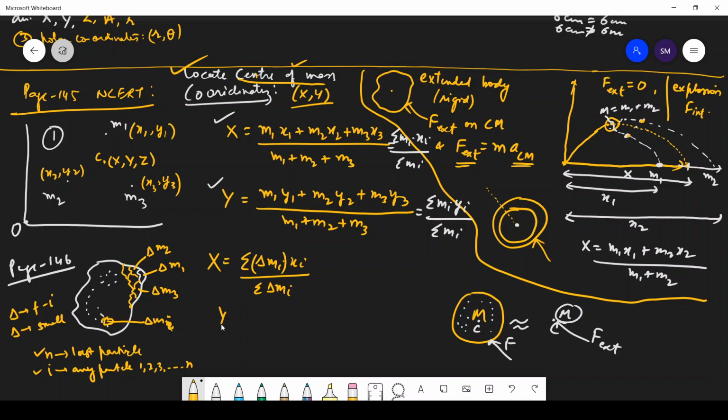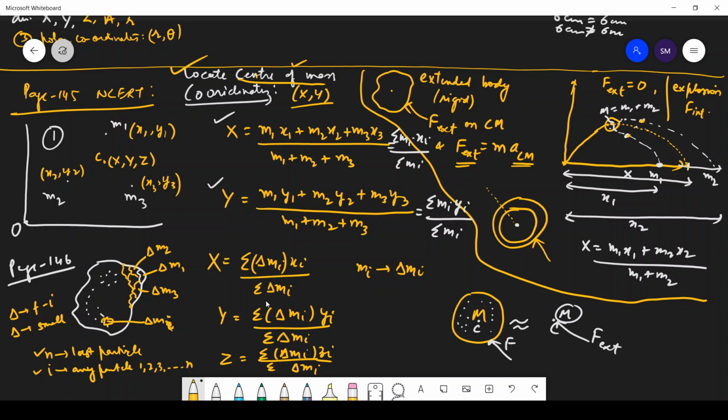Is it okay? And y equals sigma delta mi yi divided by sigma delta mi. So simply I am replacing mi with delta mi. This is the only thing I am doing, okay? And if there are z coordinates also, then they will be sigma delta mi zi upon sigma delta mi. Is this okay, students? Are we comfortable with this?